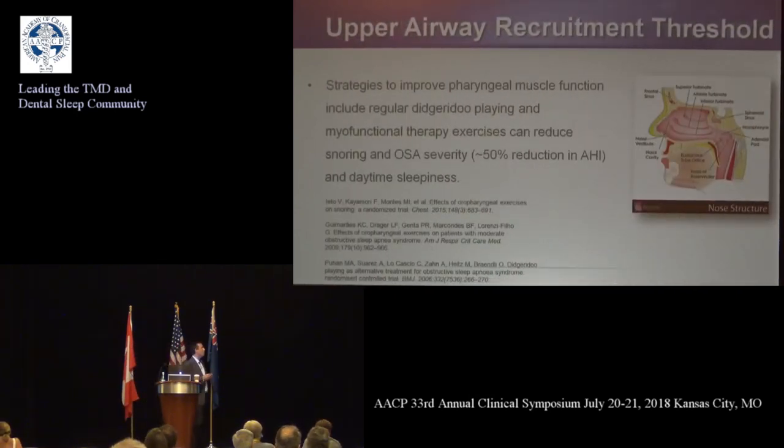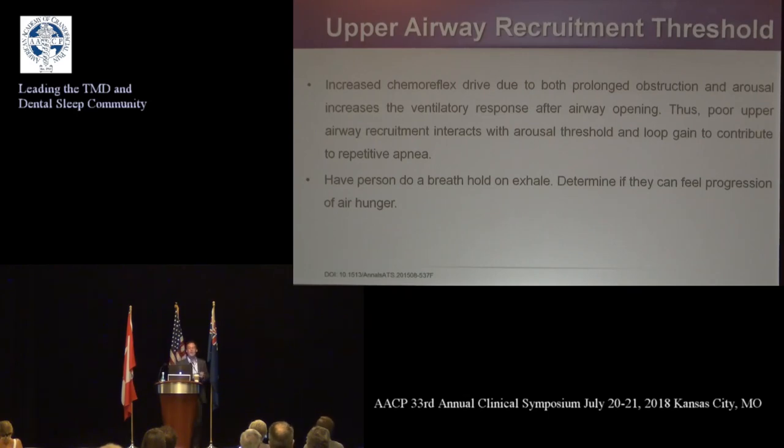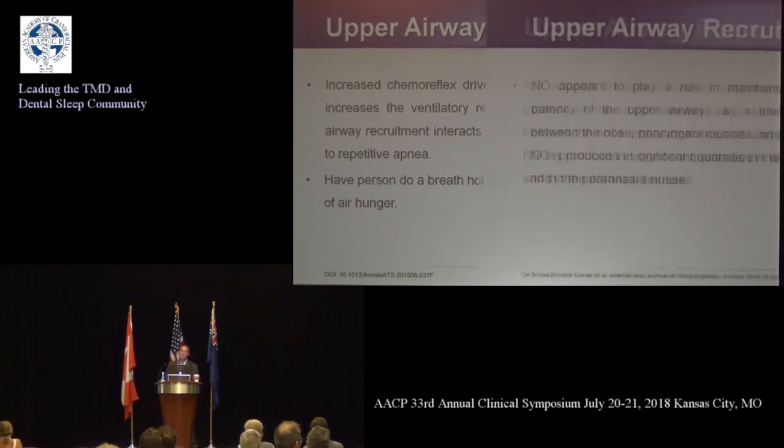The strategies to improve the pharyngeal muscle function can include regular didgeridoo playing or myofunctional exercises, a 50% reduction in the AHI and daytime sleepiness. These muscles we don't exercise. As an adult, and especially as we get older, we lose muscle tone. How do you improve the tone and the effectiveness of these muscles here? We need to work them by doing simple exercises involving the tongue and the throat to get them to work harder. Increased chemoreflex, and we'll move on from that.